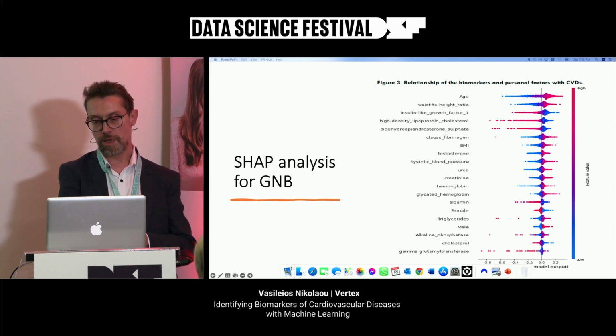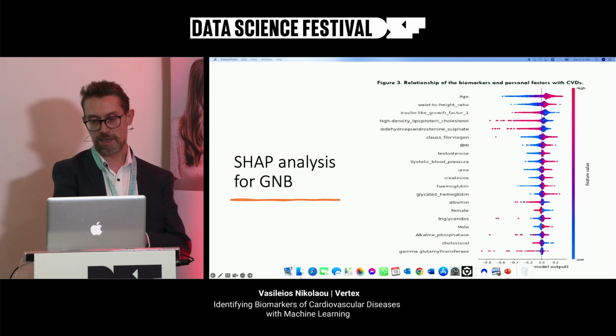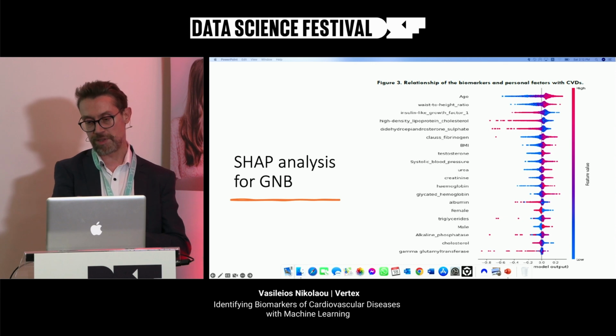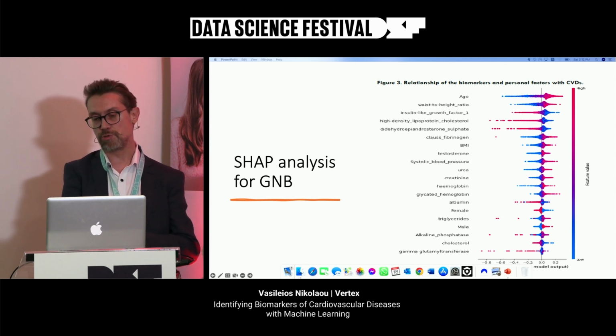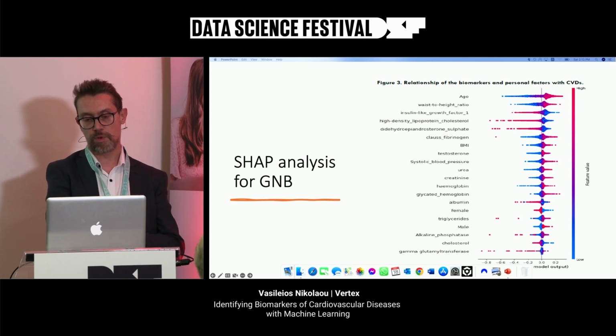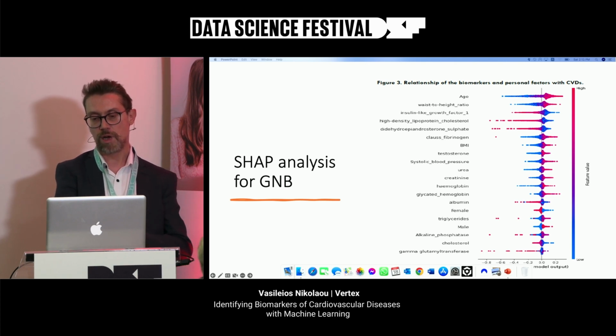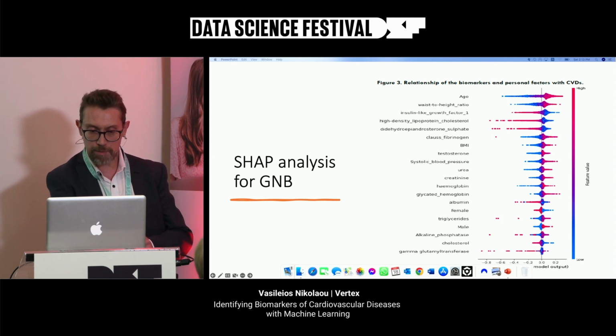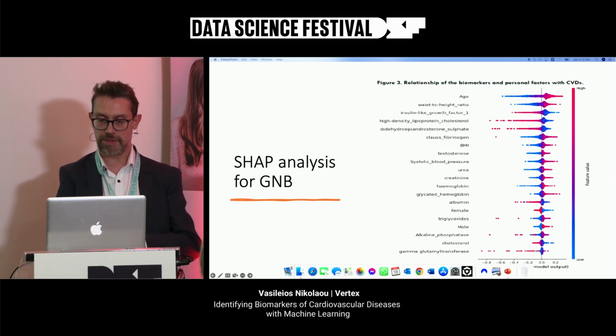For example, the red color for age means that the older participants are more likely to develop CVD than younger. Similarly, participants with a higher waist to height ratio are more likely to develop CVD than those with a low ratio, and the same with BMI, urea, creatinine, hemoglobin, and so on.